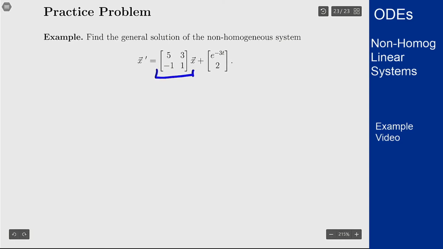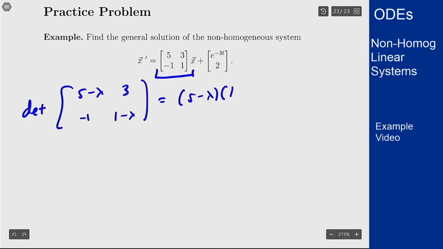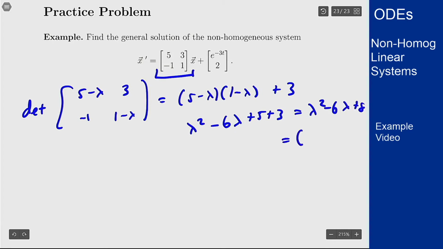So the eigenvalues will be found by the determinant of [[5 minus lambda, 3], [-1, 1 minus lambda]], which is (5 minus lambda)(1 minus lambda) plus 3, is lambda squared minus 6 lambda plus 5 plus 3, lambda squared minus 6 lambda plus 8, which factors as (lambda minus 2)(lambda minus 4).